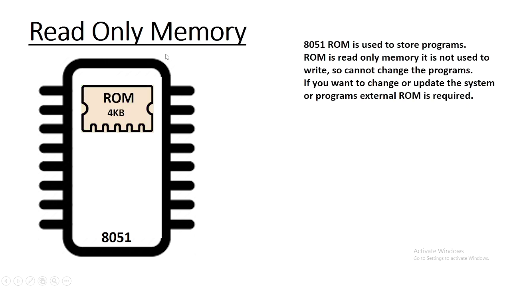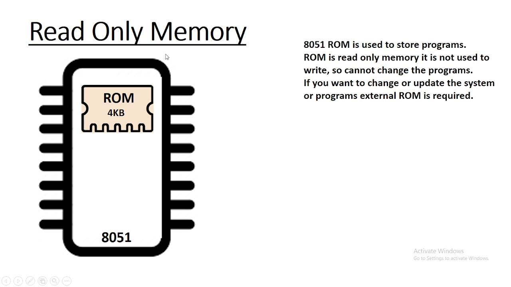First we start with the read-only memory. Read-only memory is used to store the programs. Those programs are stored permanently, so you cannot change the program. But 8051 has only 4 KB of internal memory to store the permanent program. And suppose you want to upgrade the system, or add some additional functionality, you need to write a detailed program, and obviously the size of the program could increase.